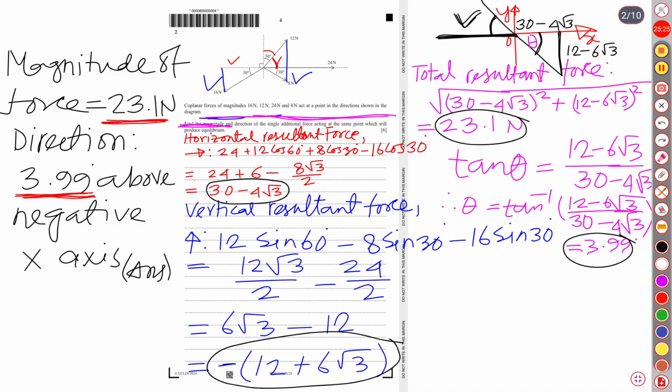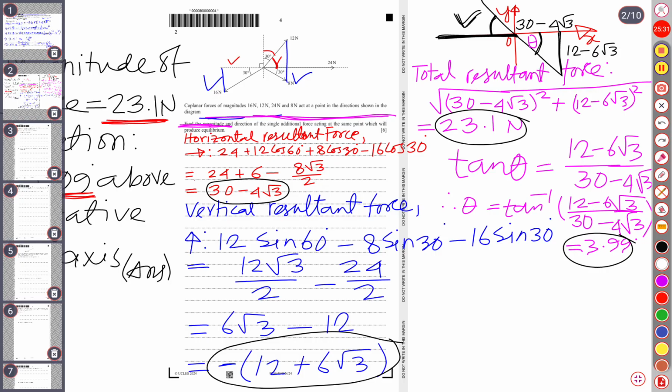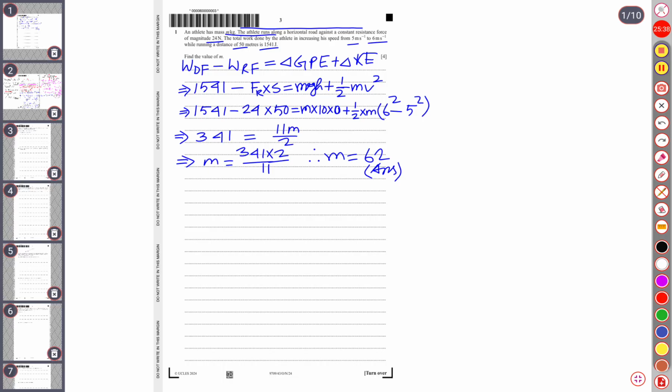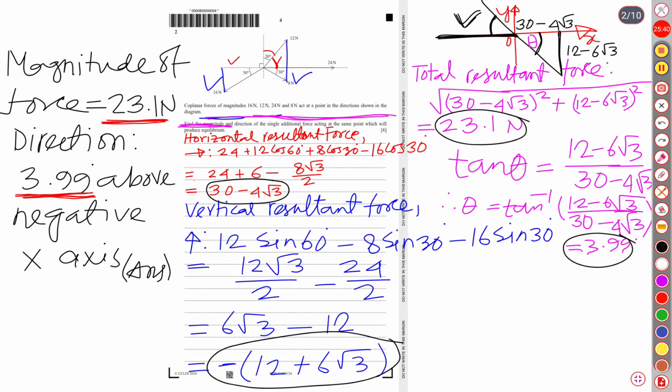I think you have understood how to solve such a question. Then let's move on to the first part of the solution. This was the answer to question number 1, and this is the answer to question number 2.